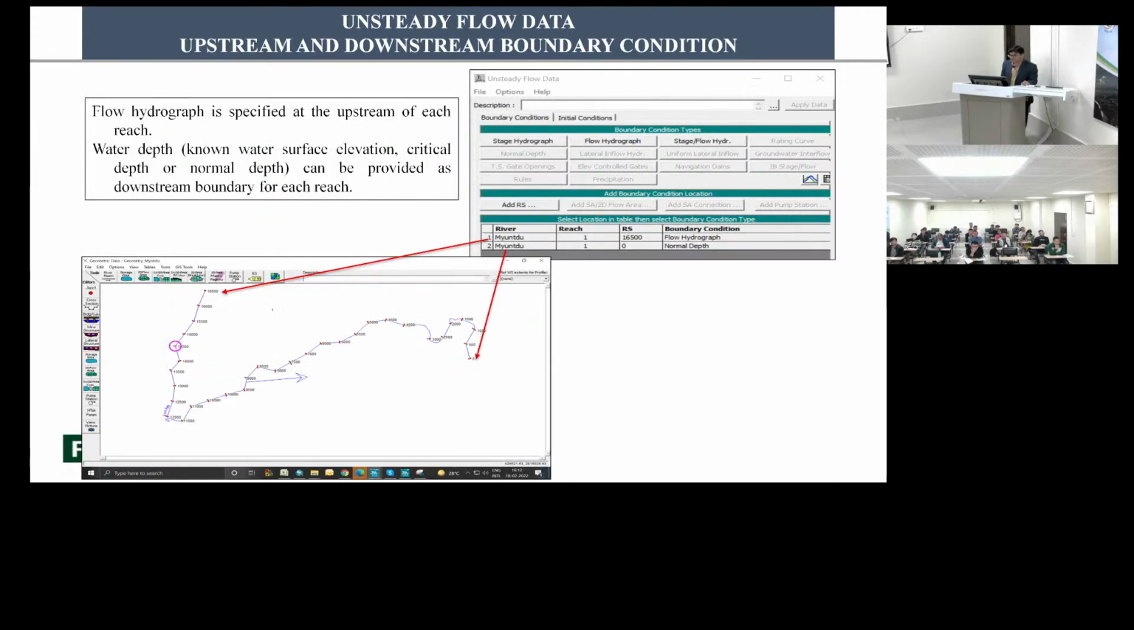And this is how to put in the boundary condition. The Meghalaya basin map is there. So how to put the boundary condition? Boundary condition means the flow data. How to incorporate the flow data here?